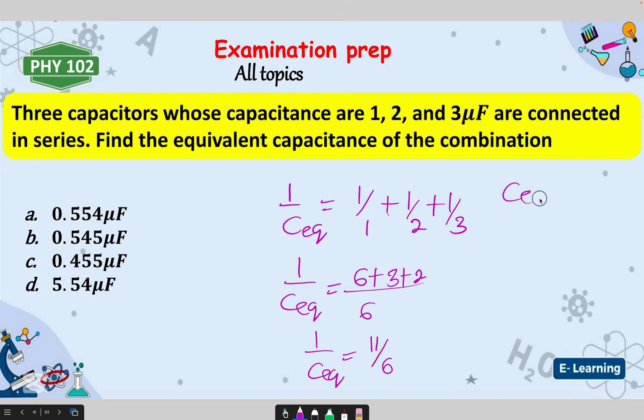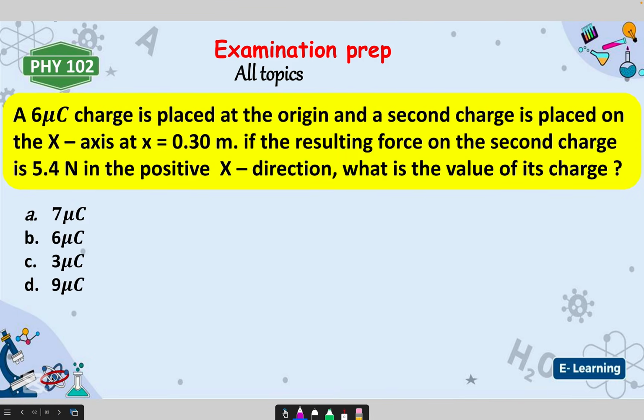So to find C equivalent, we invert. This one will come up, this one will come down, which will give us 6 over 11. So C equivalent will be 6 over 11. Now press your calculator. 6 divided by 11, 0.54. Are you getting it? 0.54. We can take 0.545 microfarad. Option B is the correct answer to that question. Let us see the next one.